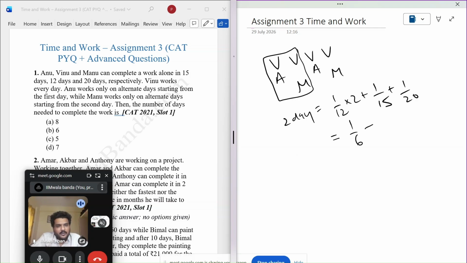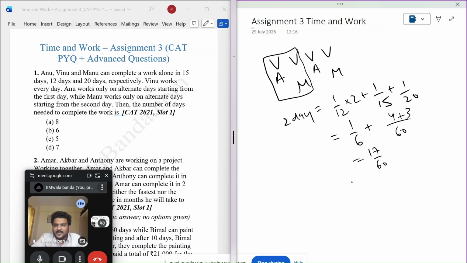Can I quickly calculate this? The LCM of 12, 15, and 20 will be 60. So 5, 4, and 3: 4 and 3 make 7 by 60, and this is 10 by 60, so 17 by 60. So in 2 days, 17 by 60 of the work is done.